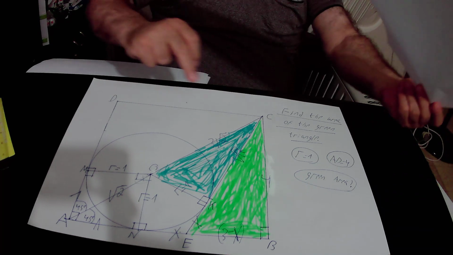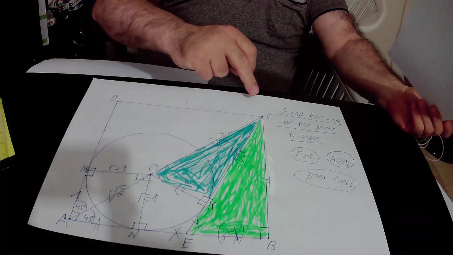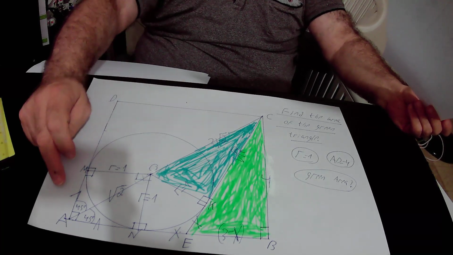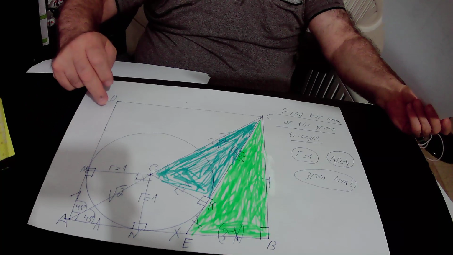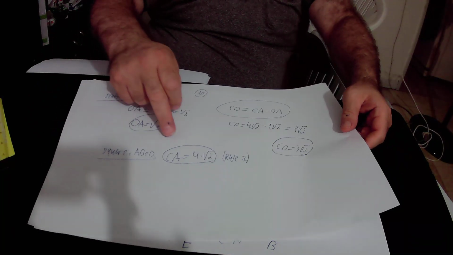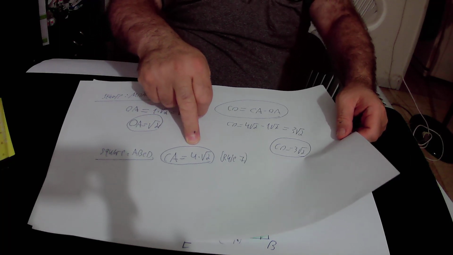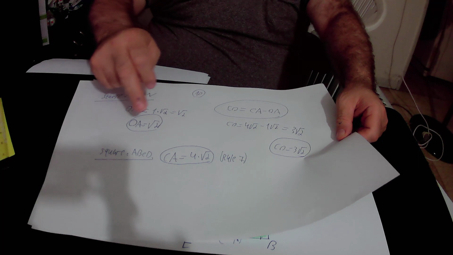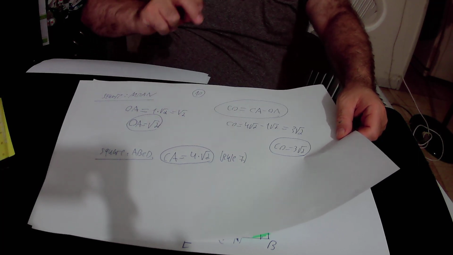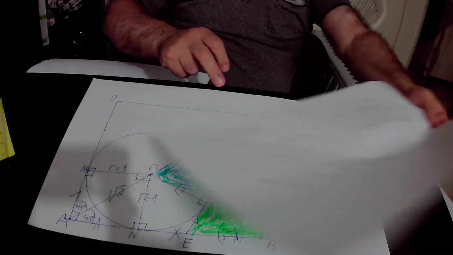Likewise, we focused on square ABCD, and on square ABCD, the length of diagonal CA will be equal to the length of one side of square ABCD, that is actually 4 units, times square root of 2. That is to say, CA equals 4 times square root of 2 units, according to rule number 7. Then we found out the value of the length of CO.